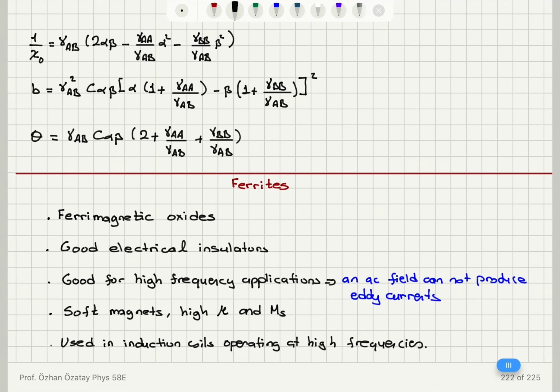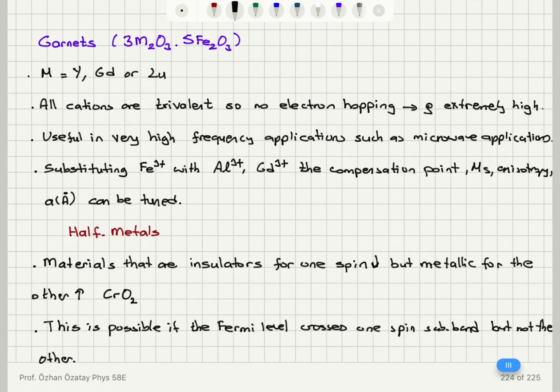So this basically summarizes the ferrimagnetic materials, ferrites, cubic ferrites, and hexagonal ferrites, as well as garnets that find applications in high frequency and very high frequency processes.